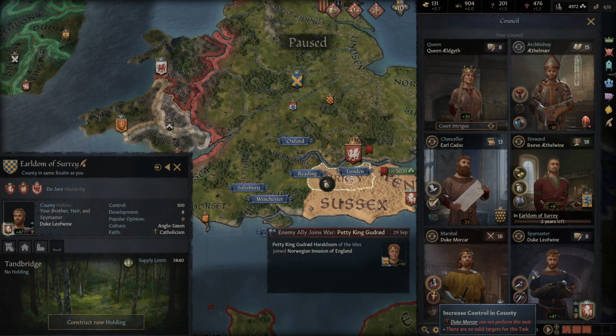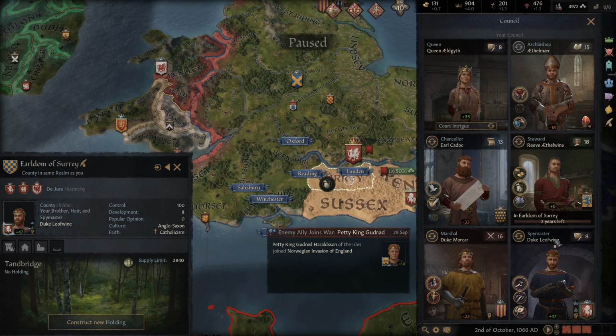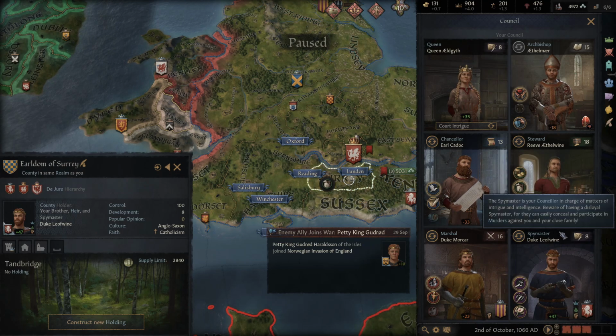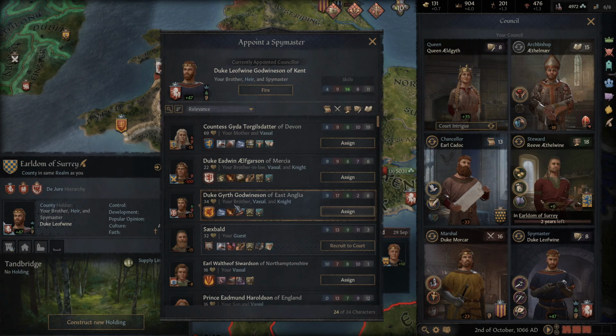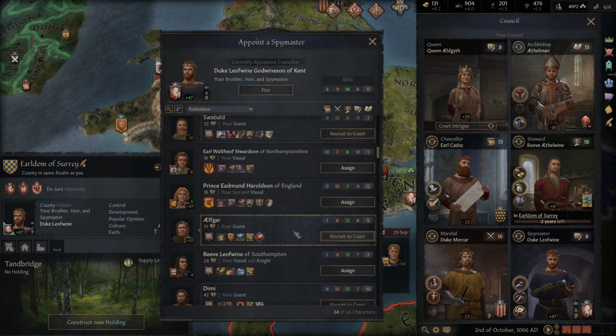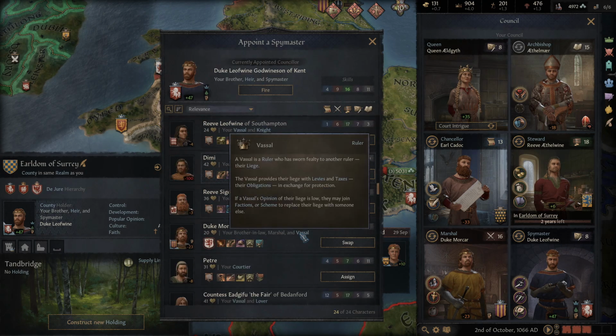And finally, we have the most devious of all counsellors, the Whisperer of Shadows, the spider whose web ensnares all, and he who hears and sees all, the Spymaster. This dude is in charge of your intrigue, your schemes, and plots. On a quick side note, I did say dude, but the Spymaster is the only position in the council, apart from that of the consort, that can be occupied by a woman.